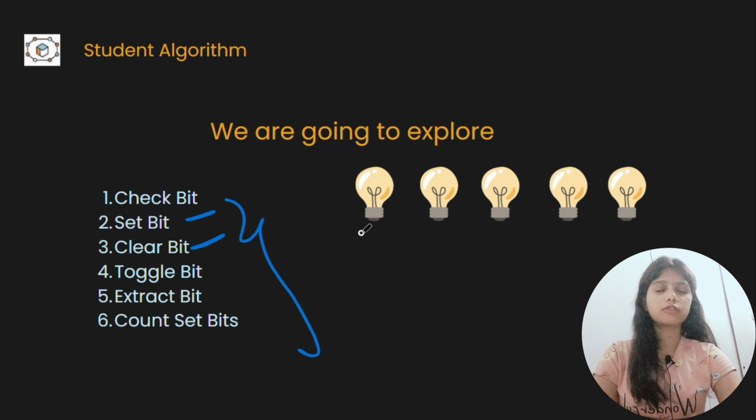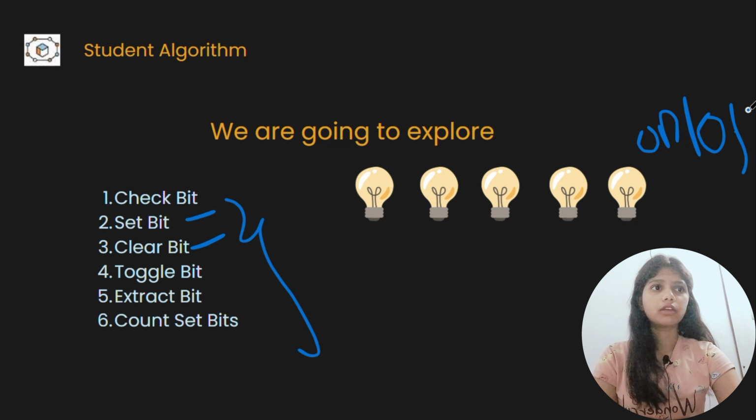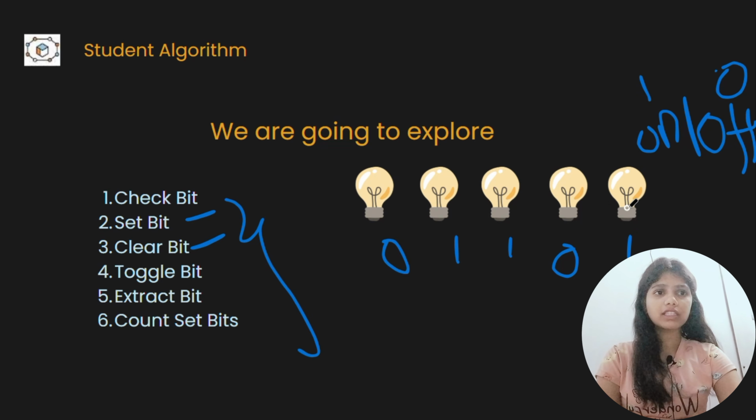Let's take a bunch of bulbs, where the functionality of a bulb is whether it should be on or off. If it is on, we'll consider it as 1. If it is off, we'll consider it as 0. Let's randomly give the numbers: this one is turned on, this one is turned off, this one is turned on, this one is turned on, and this one is turned off. We are just relating this to a real world example.